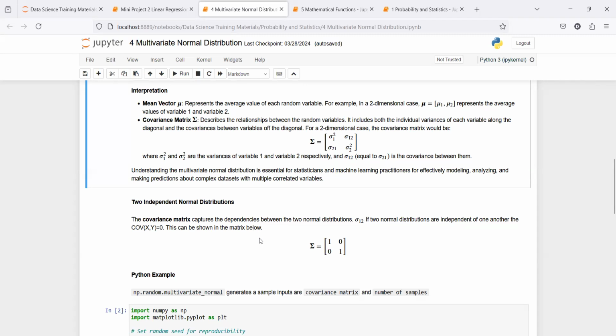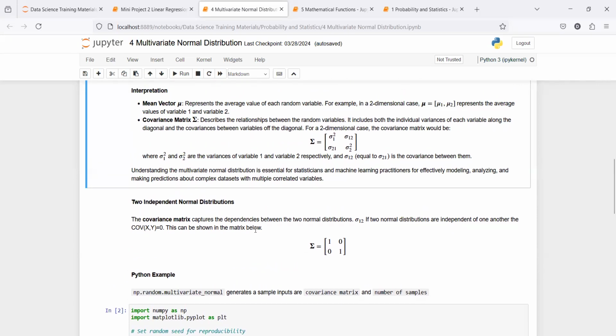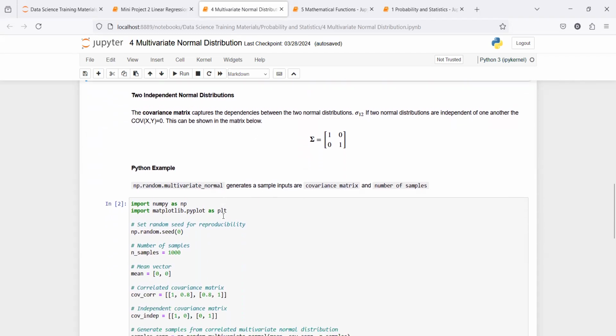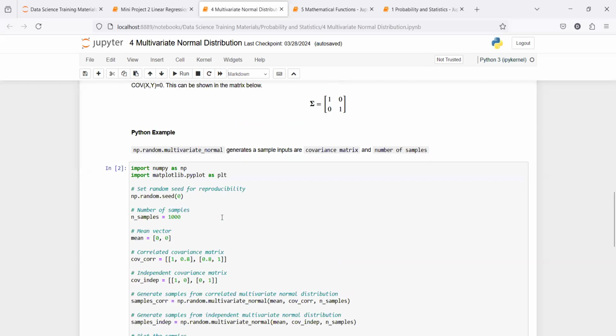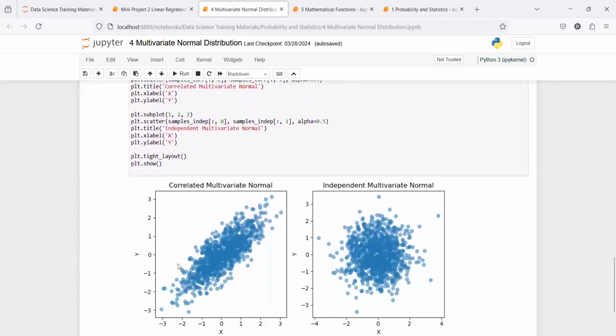So independence is an important attribute in the sense that there's new information. When it's correlated, it's redundant. That would be the practical implication of looking at two independent variables, right? Here I give a Python example to demonstrate that: an independent and a correlated multivariate normal. And you could kind of see what happens, right?